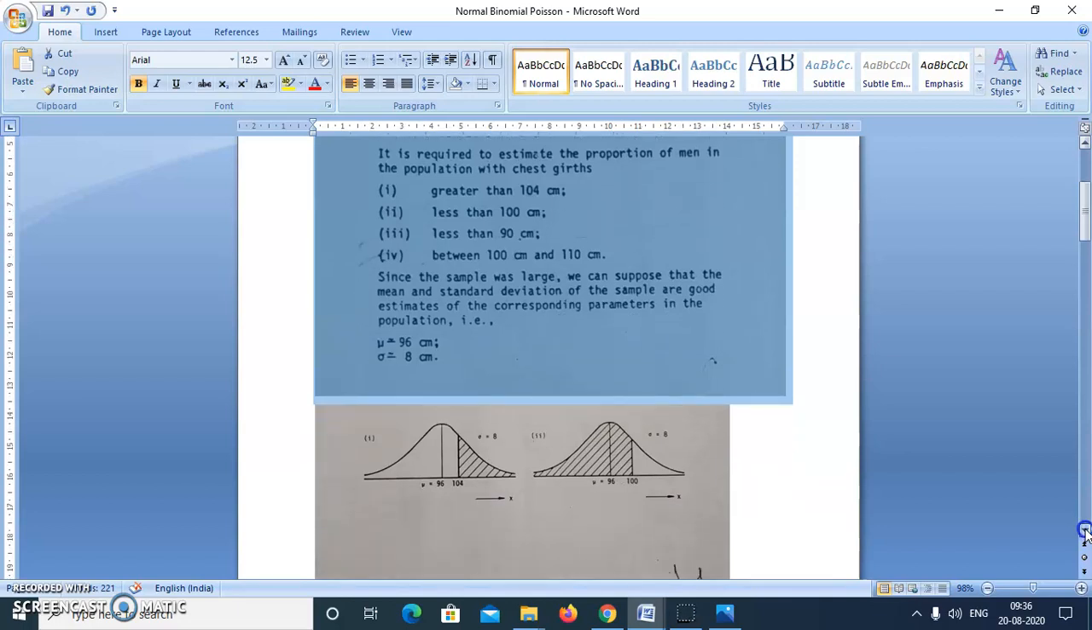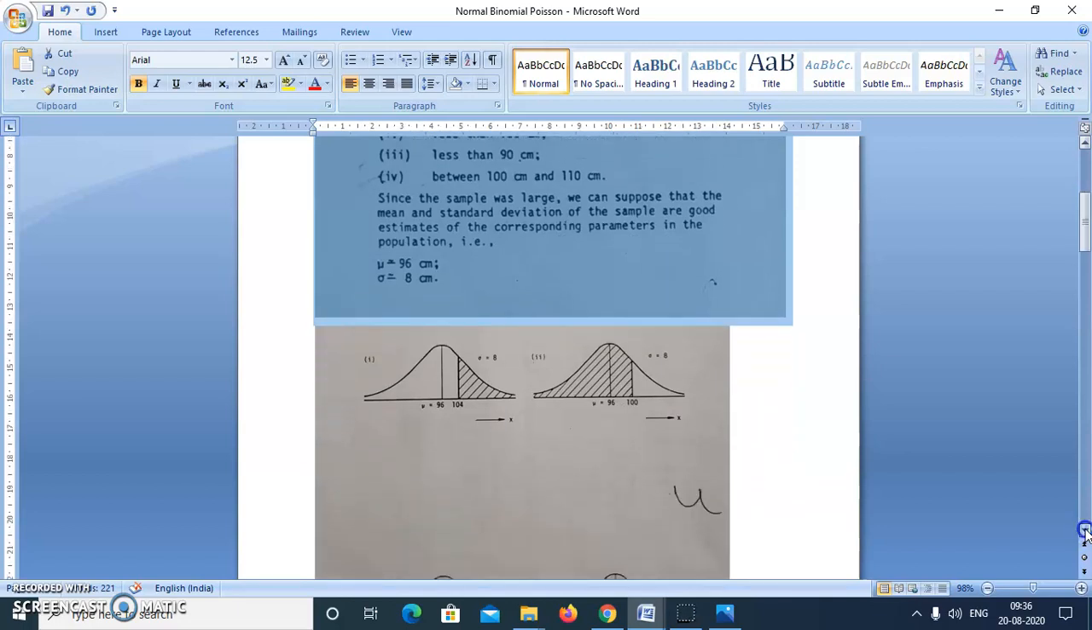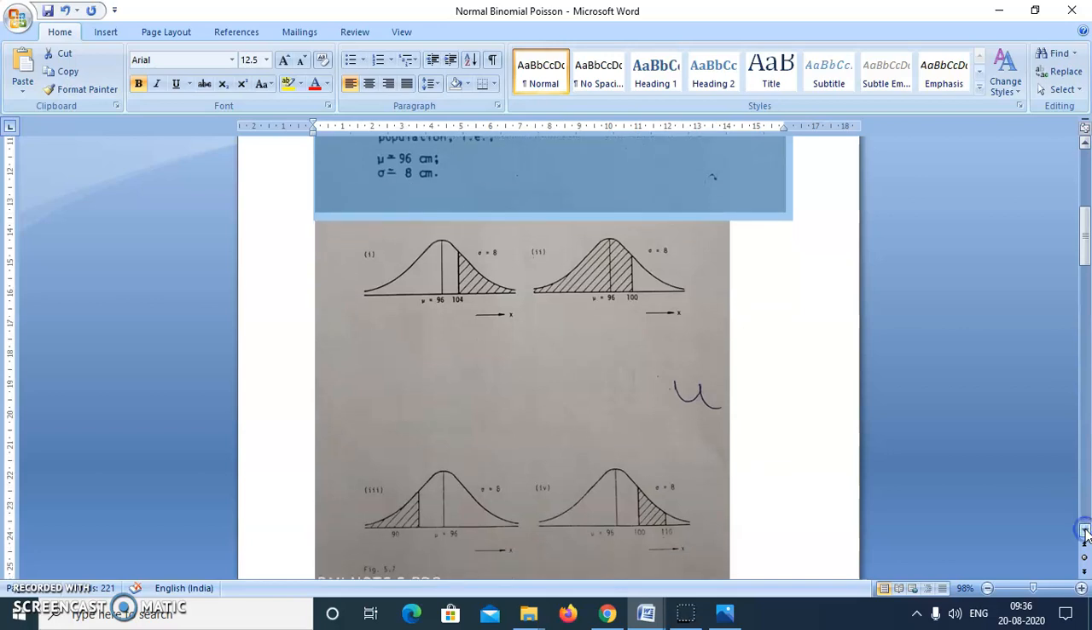In questions related to normal distribution, you should always first draw the bell-shaped curve, and then we'll decide what we have to do. As we can see, greater than 104, so 104 is a line which comes on the right portion because this number is greater than the mean, 96, and we have to calculate this proportion, the shaded portion here.